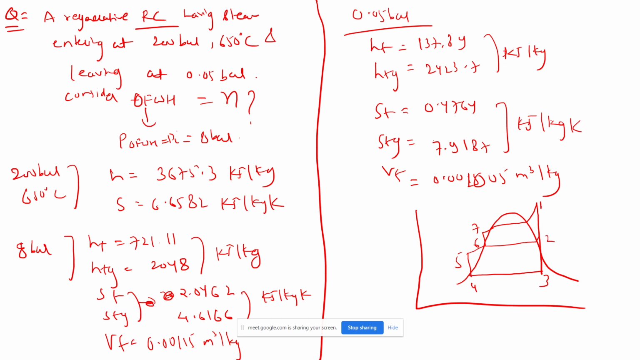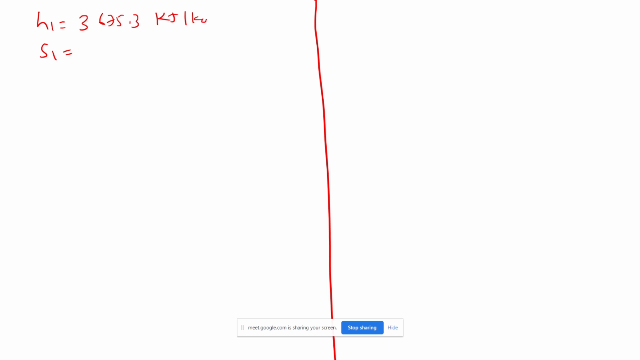Okay, we'll start the problem now. At point 1, because it is in the superheated region, both H1 and S1 are given. What is the value of H1 from the data you have got? 3675.3 kilojoule per kg. And S1? 6.6582 kilojoule per kg Kelvin.